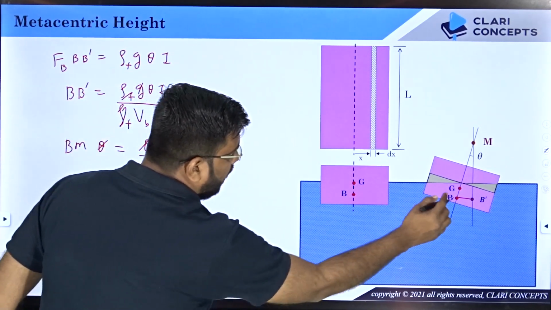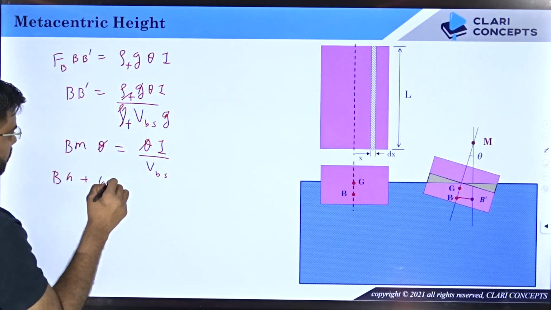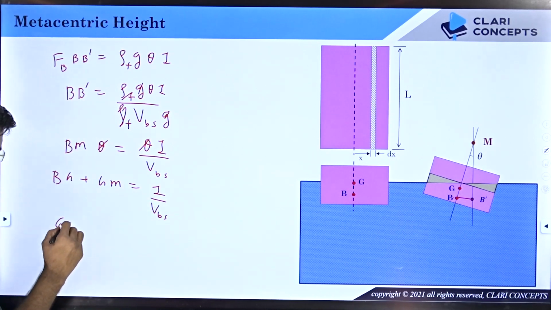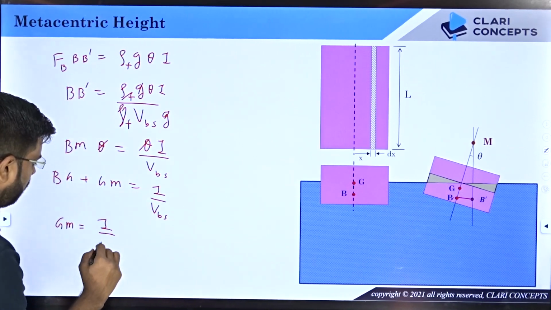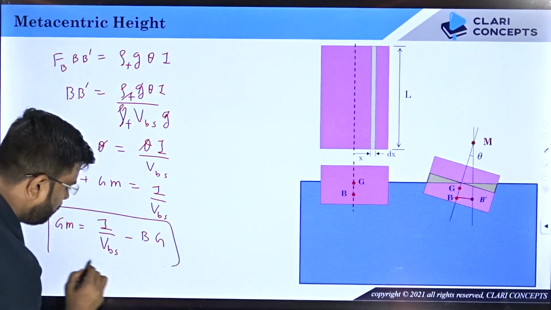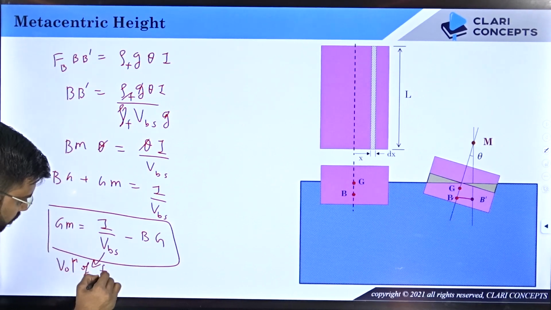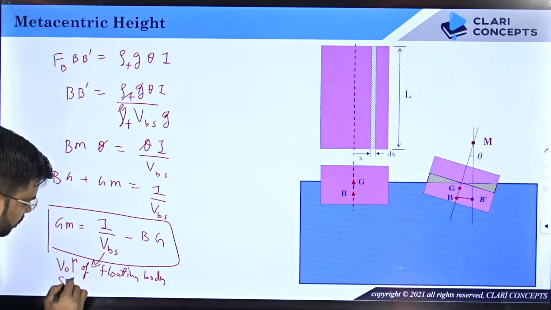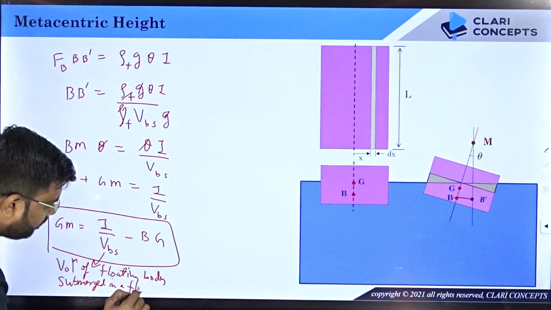BM is what? BM is BG plus GM. BG plus GM equals I by VBS. So therefore GM, which you are supposed to find, the metacentric height, equals I by VBS minus BG. Where VBS is the volume of the floating body submerged in a fluid medium, isn't it?